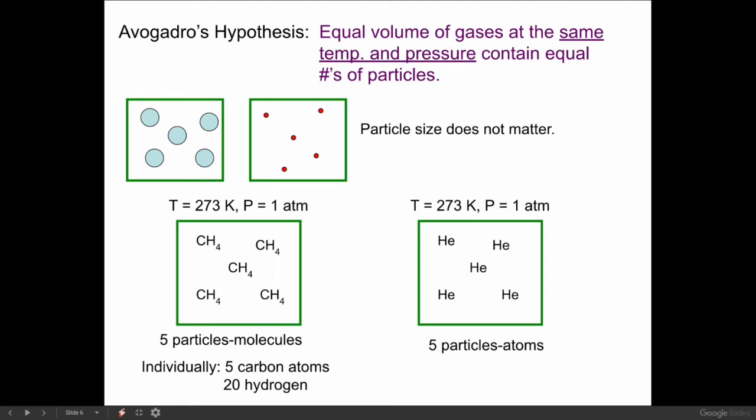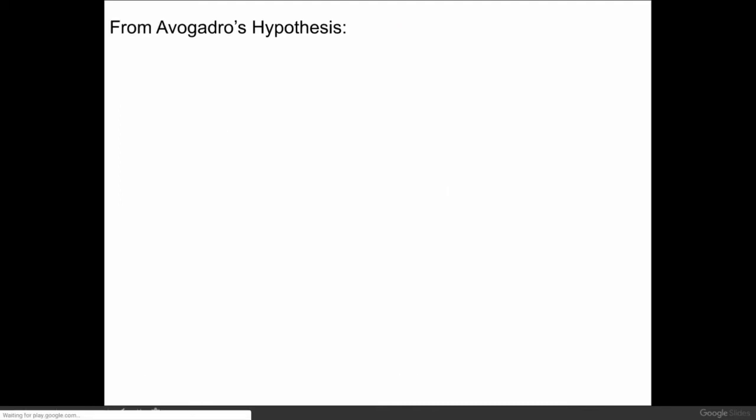Let's bring this back again. In other words, methane is made of 5 atoms, 1 carbon and 4 hydrogens, individually. But since it's a molecule, it's 1 particle, and there are 5 of them in this container. Here, there are just 5 helium atoms. But at the same temperature and same pressure, you're going to have the same number of particles in that container, this container having the same volume. So that's what this all means.